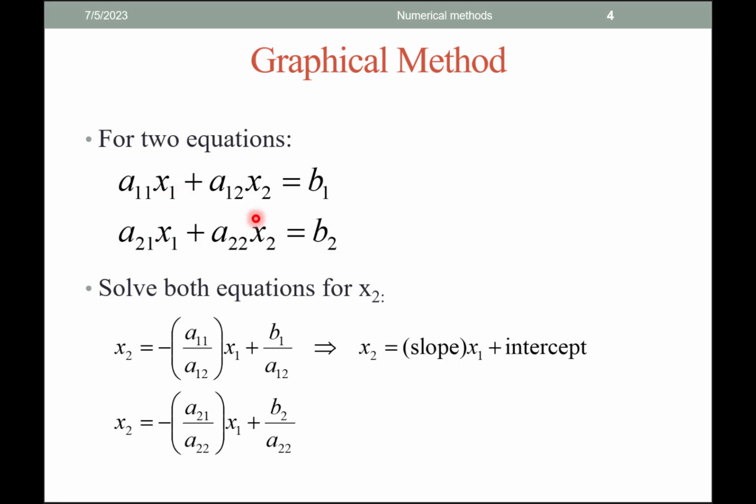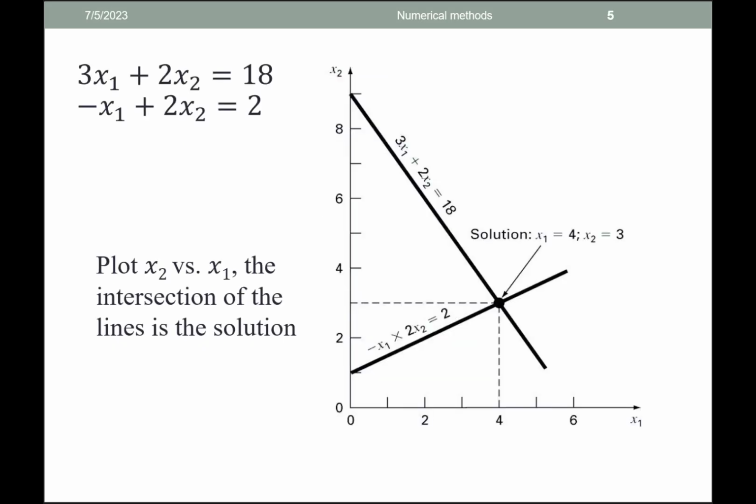So the simplest approach is the graphical approach. You rearrange each one of these equations to solve for one of the variables. In this case, I'm solving for x2. And then you graph these 2 equations that you came up with, and wherever they intercept is the solution for x1 and x2. All right, so that's the simplest approach. You draw, this is one line, this is another line. They intercept at 3 and 4. So x2 is 3 and x1 is 4. All right, so that's the simplest way to do this.